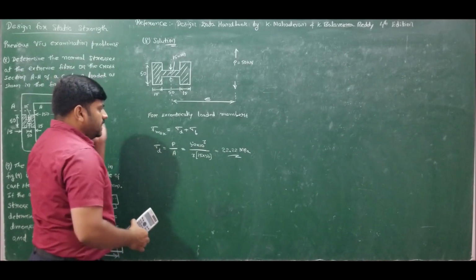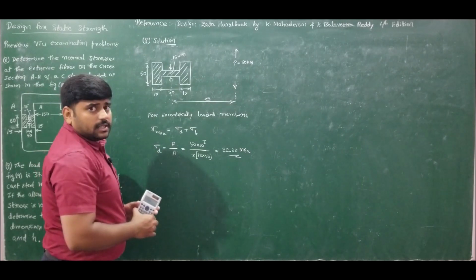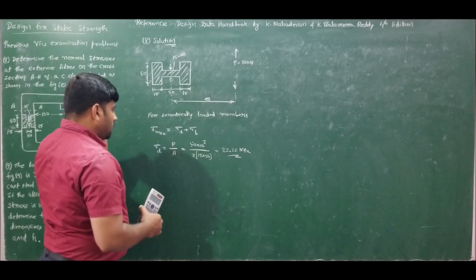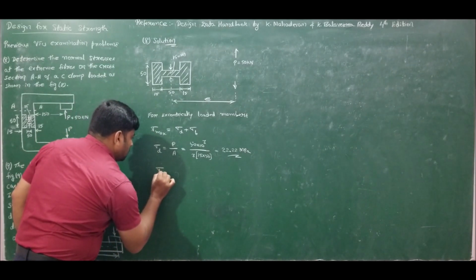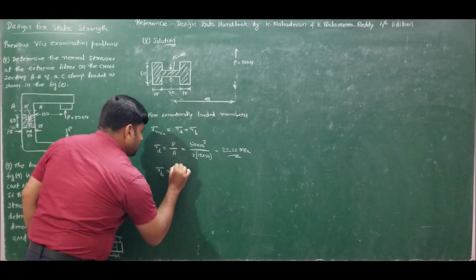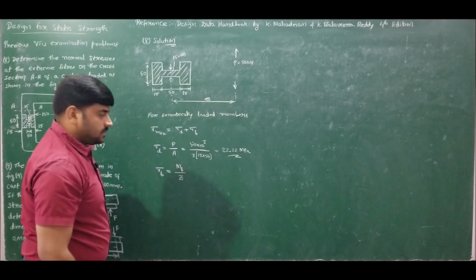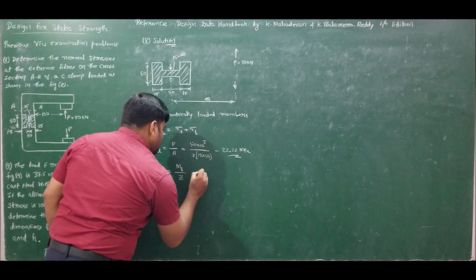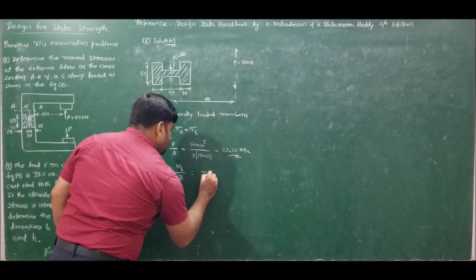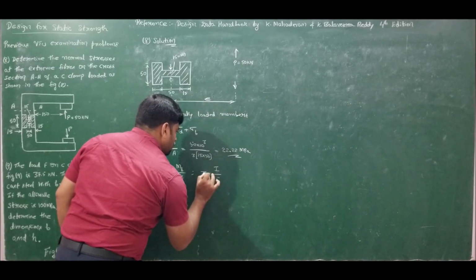Now to find bending stress, I should go for bending moment divided by section modulus. We know that bending stress is given by bending moment divided by section modulus Z, where section modulus Z is given by area moment of inertia divided by the distance of the outer fiber from the centroidal axis.